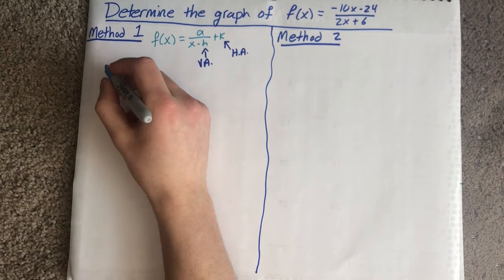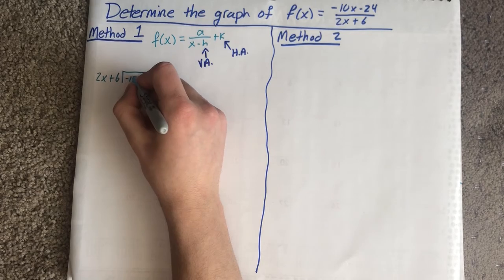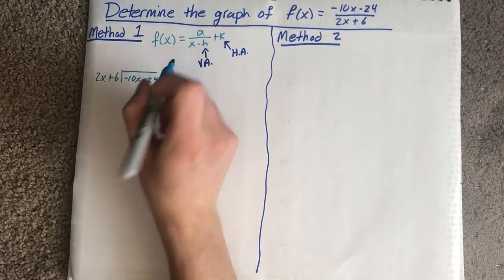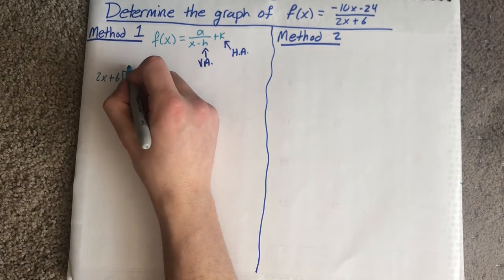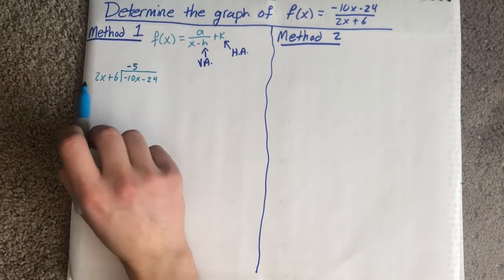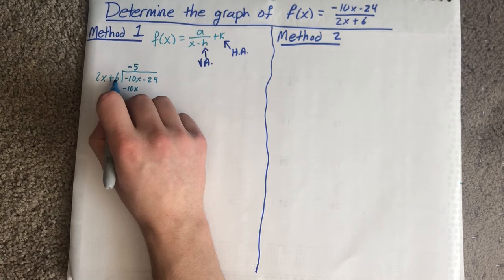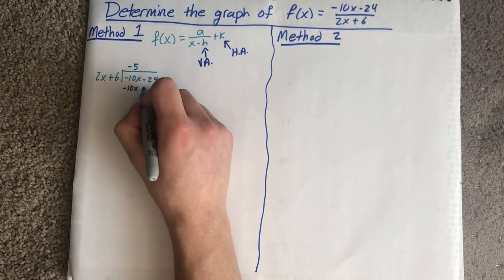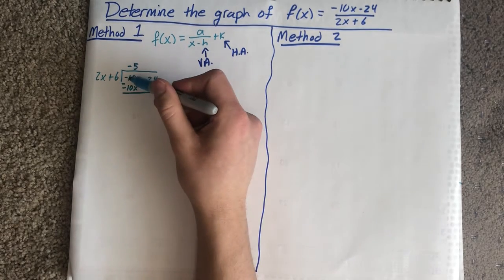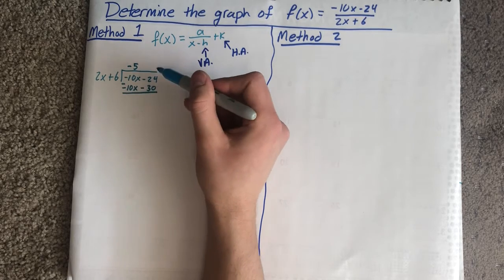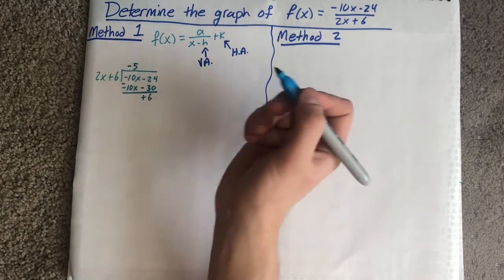So let's start the long division process. 2x plus 6 dividing negative 10x minus 24. So how do I make 2x turn into negative 10x? I multiply it by negative 5. Negative 5 times 2x gives me negative 10x. Negative 5 times positive 6 gives me negative 30. I'm going to subtract these two equations. Negative 10x minus negative 10x gives me 0. Negative 24 minus negative 30 gives me positive 6.